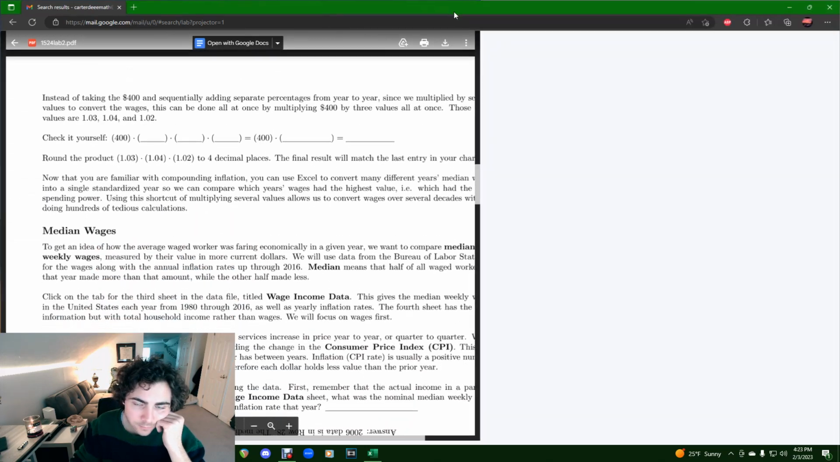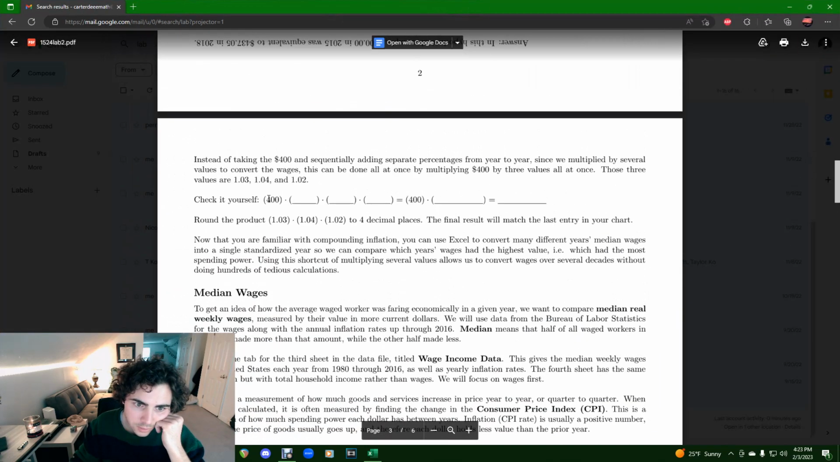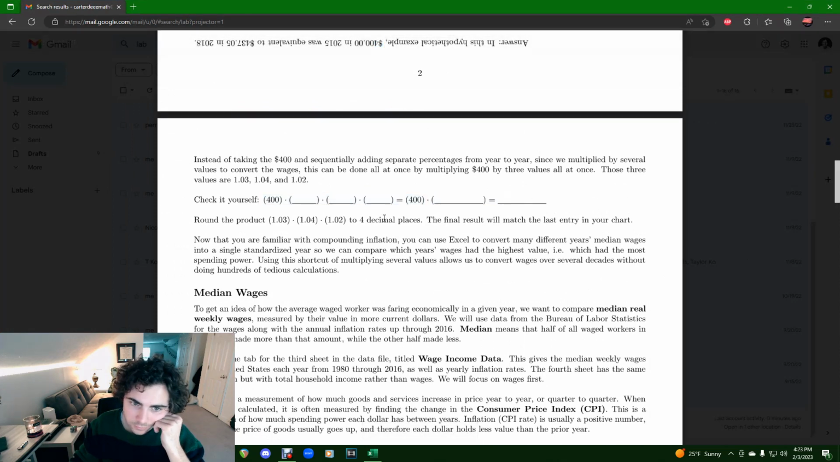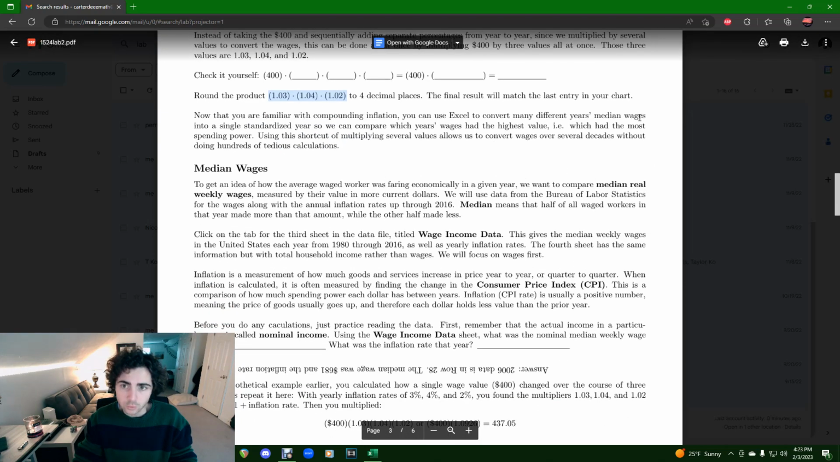The big lesson here is that to get to that 2018 value, all we did from the start was take that 400 and multiply by 1.03, then 1.04, then 1.02 to get the final answer of 437. These three values are the inflation each year. But when you multiply them all together, it gives you what's known as a compound inflation value over a certain range of years. We're going to deal with that in these next few tabs.